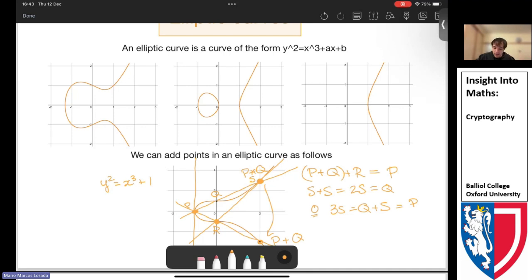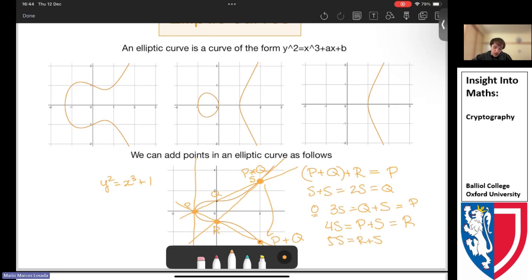And we can keep playing this game. Well, what happens if we want to compute now 4S? 4S gives us P plus S, right? This intersects the curve again at Q. We reflect it. That gives us R. So this will be R. Let's keep going. What about 5S? So 5S is just R plus S.